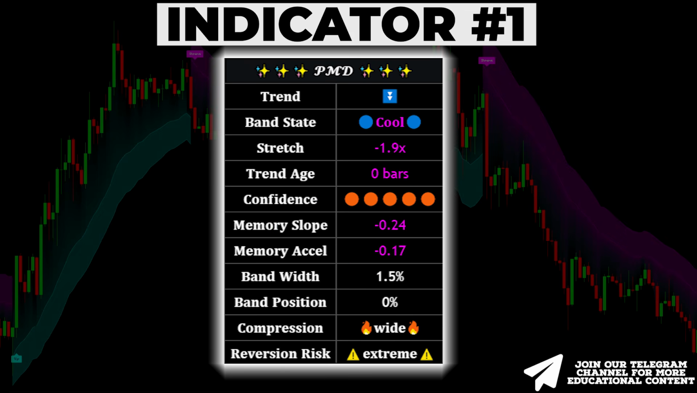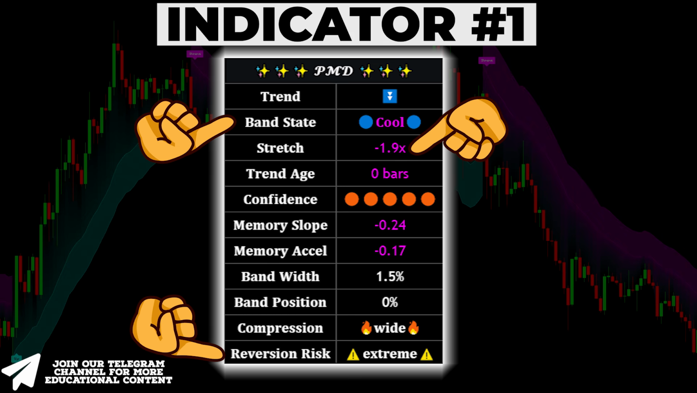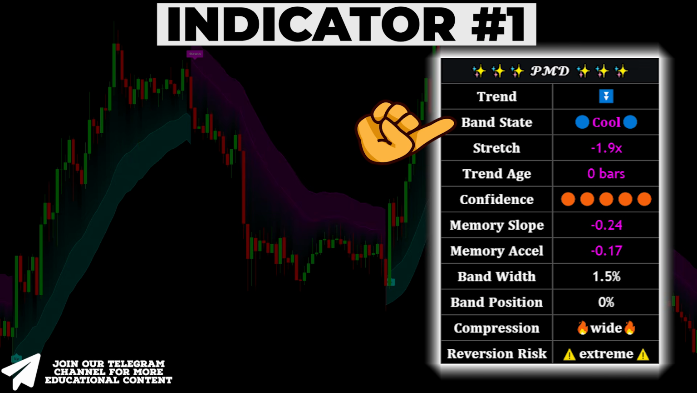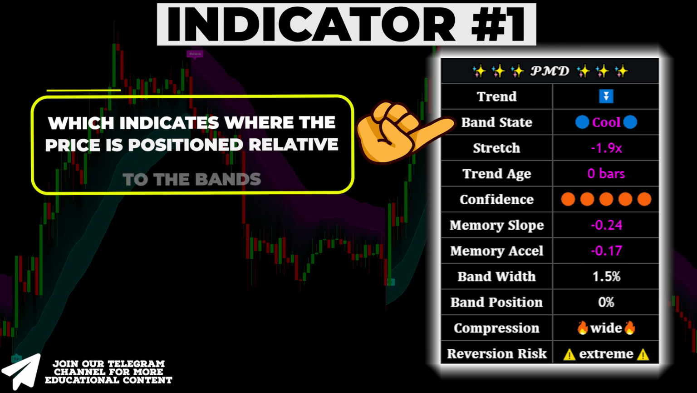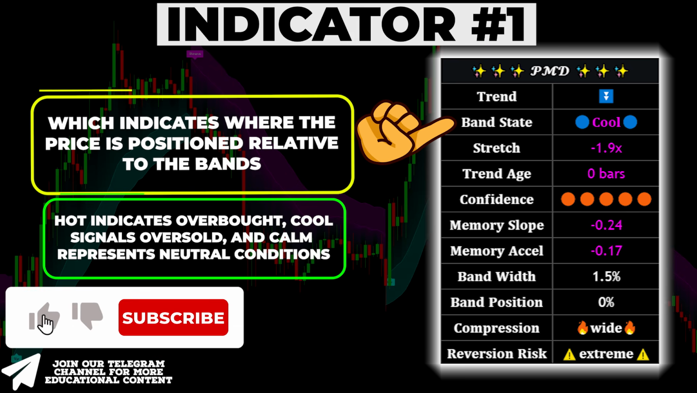It has an info table that gives us complete visibility into the current state of the trend. We're particularly interested in 3 points here. The first one is the band state, which indicates where the price is positioned relative to the bands. Hot indicates overbought, cool signals oversold, and calm represents neutral conditions.